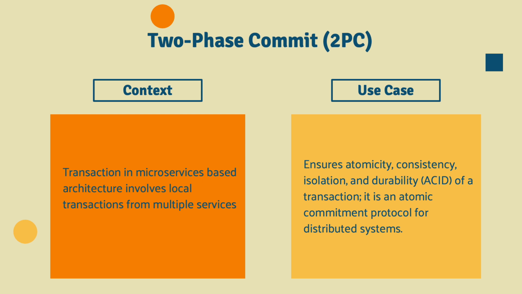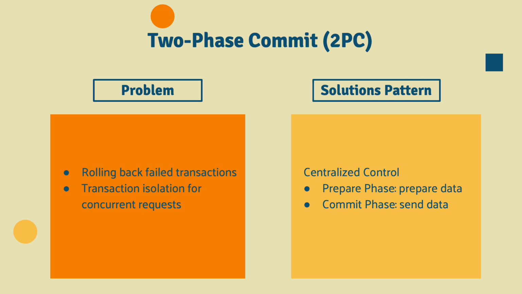Does anyone see a problem here? Let me explain. What would happen if one service's local transaction fails? Do all the services roll back on their transactions? What happens to the global transaction? How are concurrent transactions handled? 2PC handles all of these problems in 2 phases.